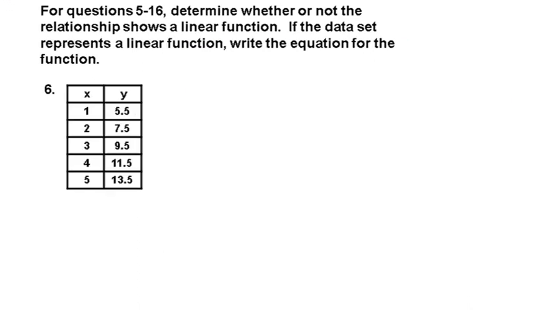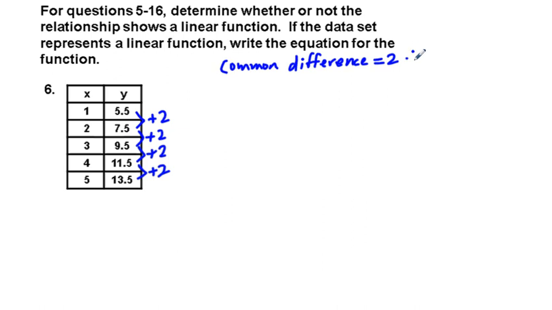Okay, next, number 6. Same thing, we're going to determine if we have a linear function. In this case, we're going to take 5.5 up to 7.5, it's going to be plus 2. And if we go up here, for every change, we're plus 2. And so we have a common difference. So common difference equals 2. Therefore, slope is equal to 2. So we will say in the language of point-slope form, m is equal to 2.